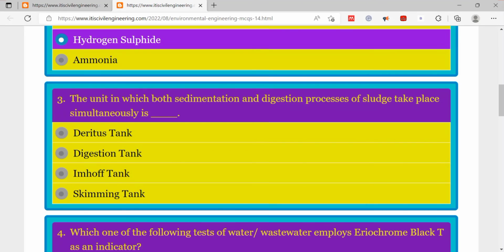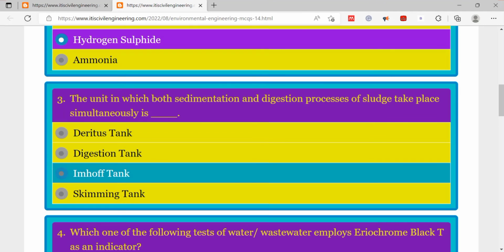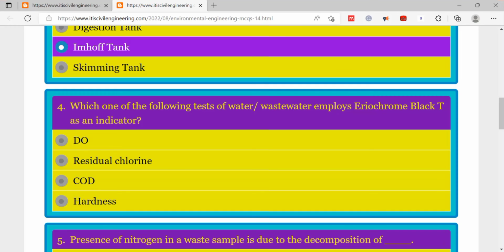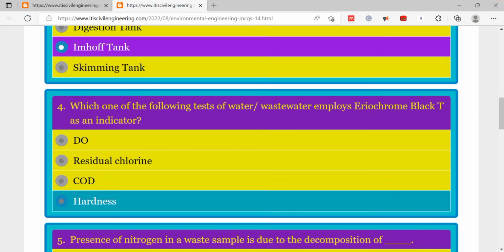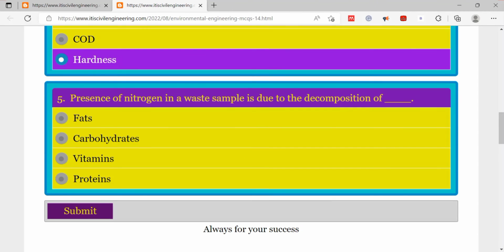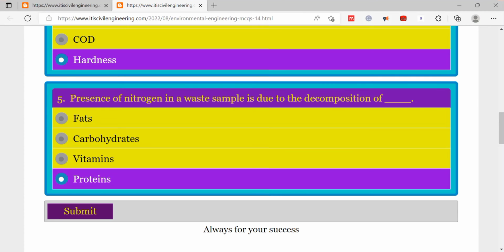The unit in which both sedimentation and digestion process of sludge take place simultaneously is the Imhoff tank. Which of the following tests of water or wastewater employs Eriochrome Black T as an indicator? We use Eriochrome Black T as an indicator while performing the test of hardness. Presence of nitrogen in a waste sample is due to the decomposition of dash. When proteins get decomposed, then nitrogen will be present in that waste sample.